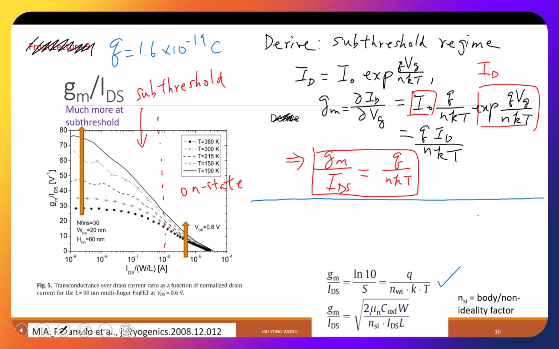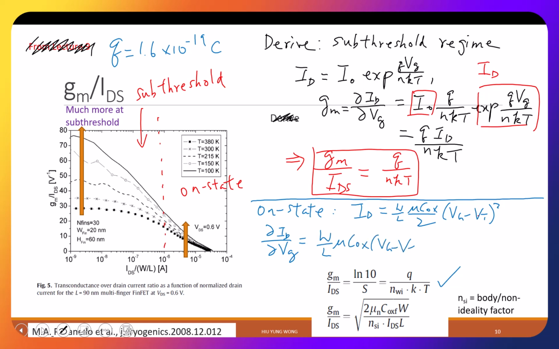Okay, then how about the on state? Now that is the equation you told me earlier, right? ID is proportional to, well, if I do it, that's going to take a long time, but okay, let's do it. W on L, mu C ox, Vg minus Vt squared divided by 2, right? So partial ID, partial Vg, right? This is just an exercise, equals W on L mu C ox, Vg minus Vt.